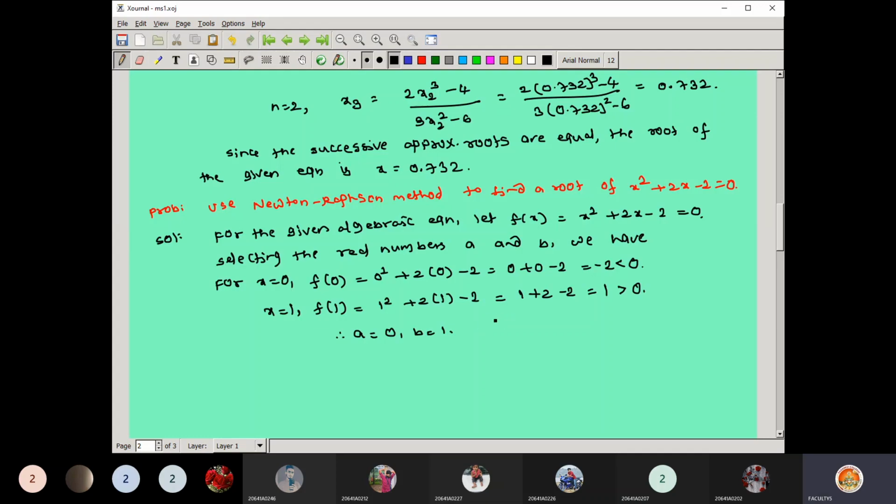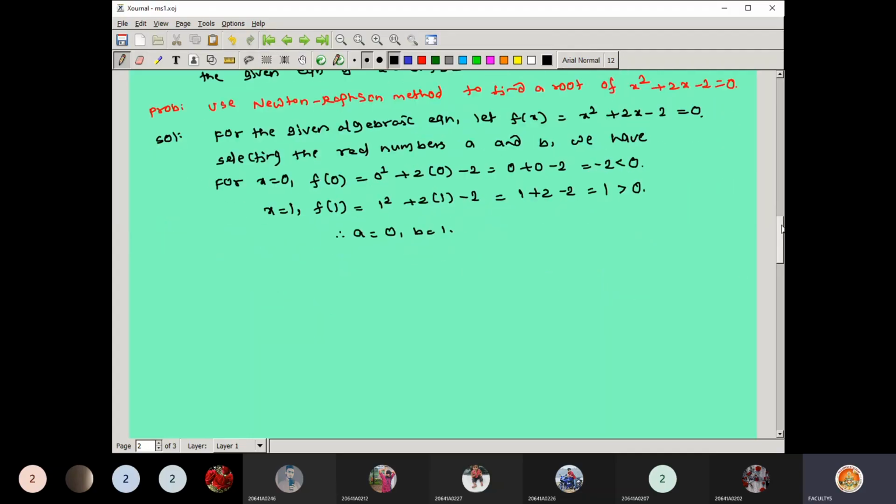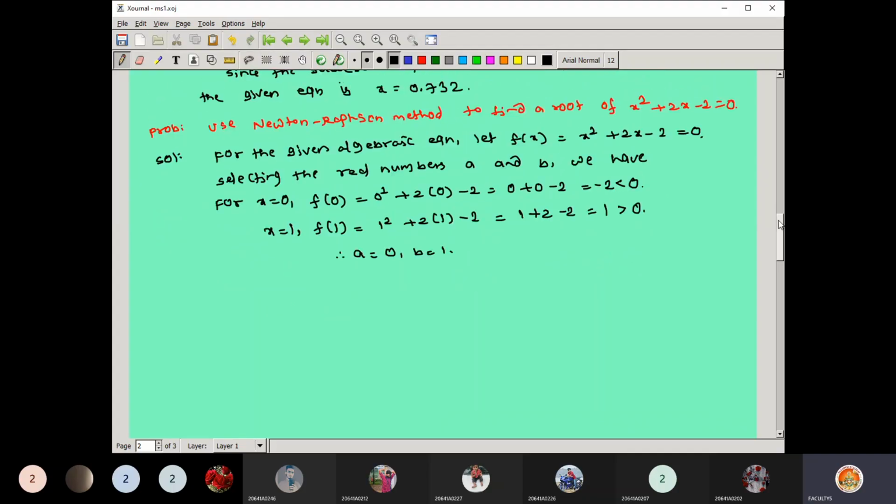Don't write down your final answer, just the values where you get negative and positive, those values you are writing for a and b. So once you get those values, you find out the initial approximate root, x naught equal to a plus b divided by 2. So your a value 0, b value 1, divided by 2. Answer is 0.5. So the first one is over.